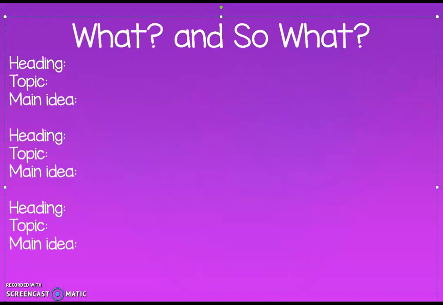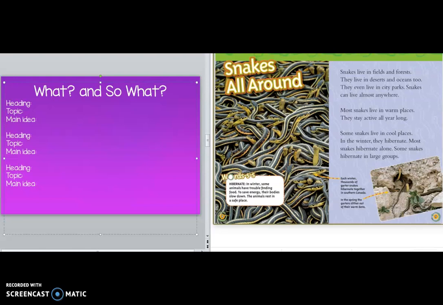Scholars, for your writing assignment today, you're going to listen to three sections of the text Snakes by Melissa Stewart. After you listen to a section, you are going to record the topic and the main idea for that section. Be sure to also record what the heading is for the section that you listen to. I'll show you an example. I might want to listen to this section of the text called Snakes All Around. So at the top of my paper, I would write heading and then the heading, Snakes All Around.